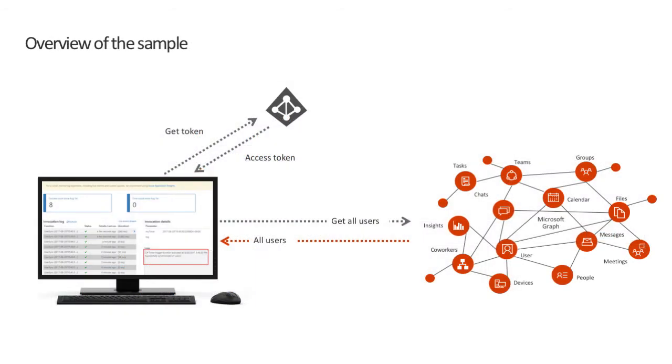So how is this application going to work? Well, it's first going to fetch the token, and then once it gets the access token, it'll then go get all the users from the Microsoft Graph and return all those users back to the actual application.